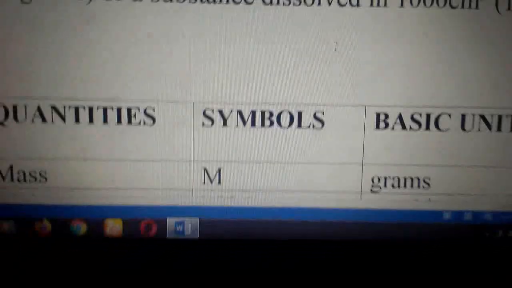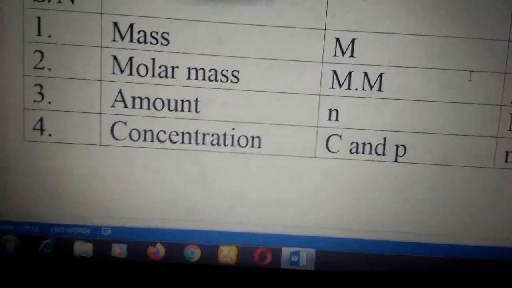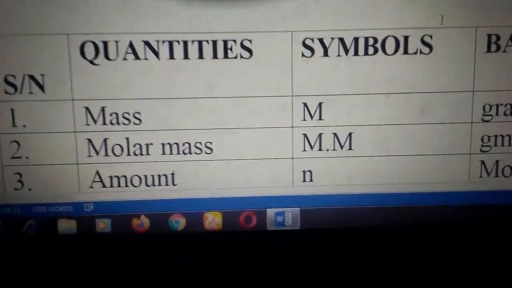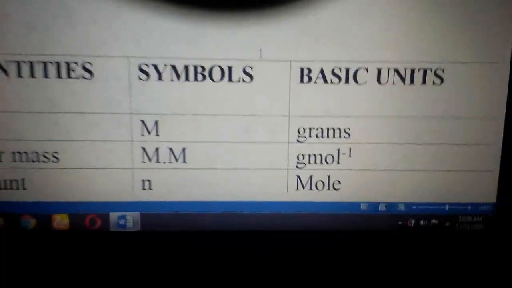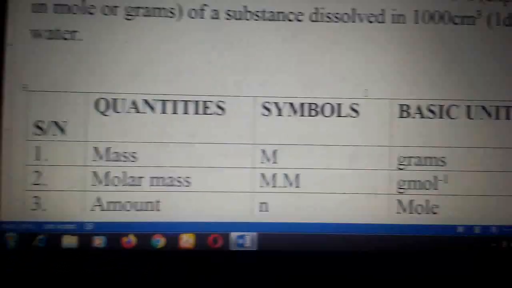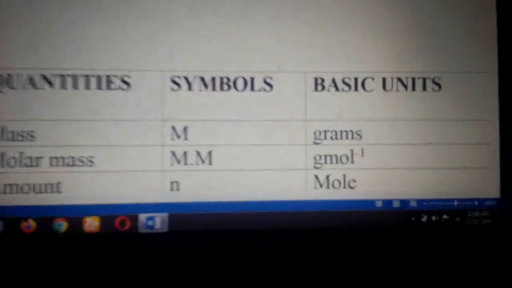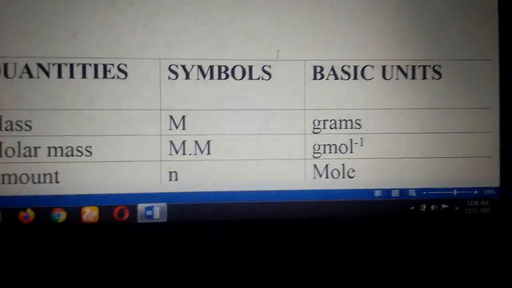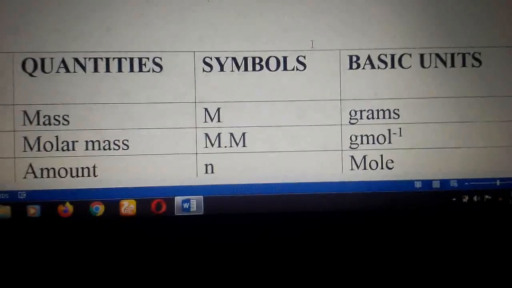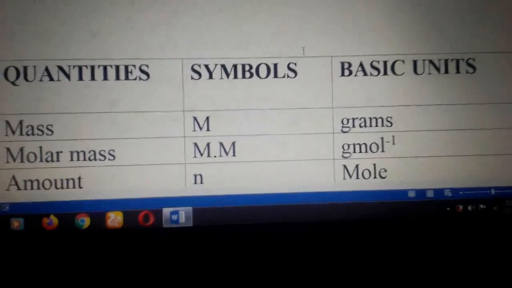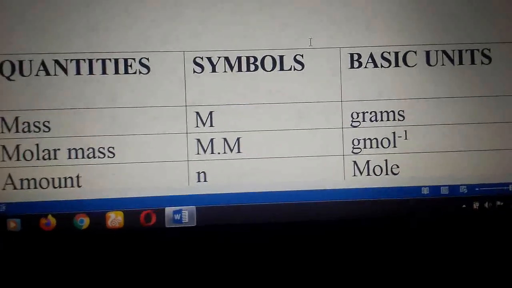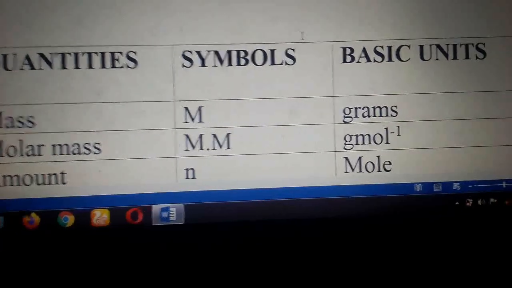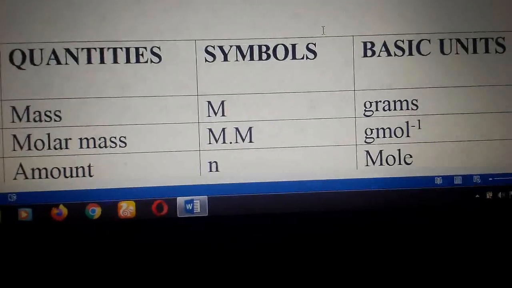So the amount of substance dissolved in 1000 cm cube or 1 dm cube of water is what we call the concentration. Now, we'll look at some quantities used in stoichiometry or the mole concept, their symbols and their basic units. So we have number 1, mass. The symbol for mass is normally M. The basic unit is gram. We are not talking about the SI unit. In chemistry, the SI unit of mass is kilogram, but we prefer to use gram since we deal with smaller quantities in the chemistry laboratory. So for gravimetric analysis, we will normally take mass in grams.